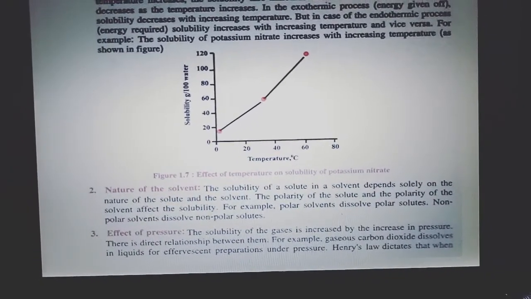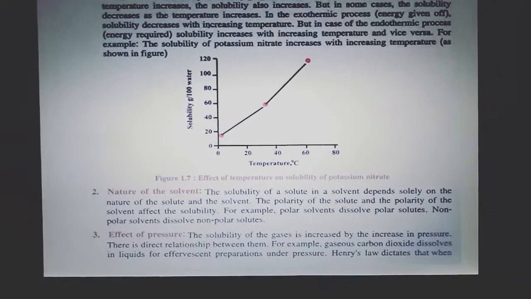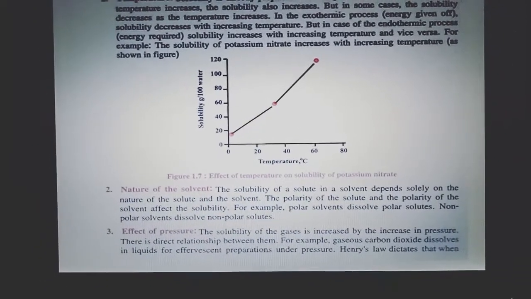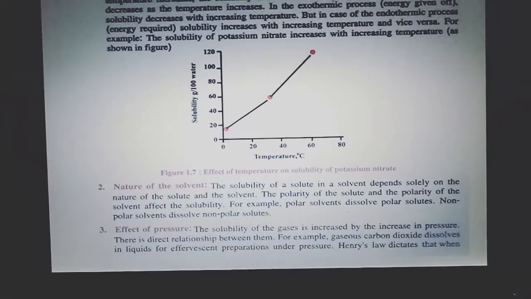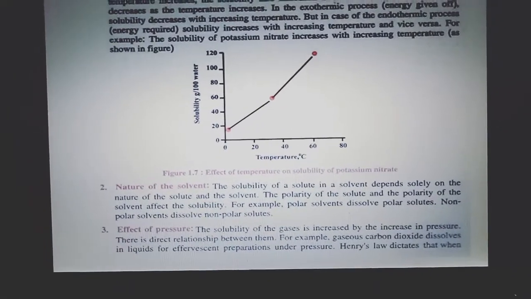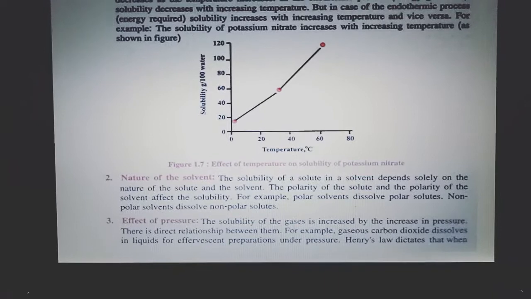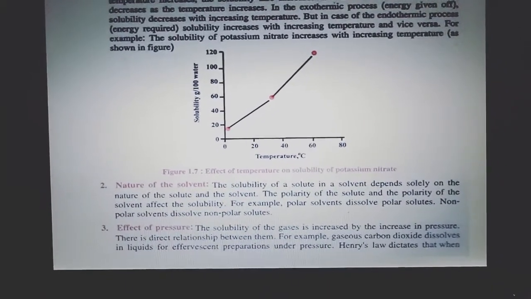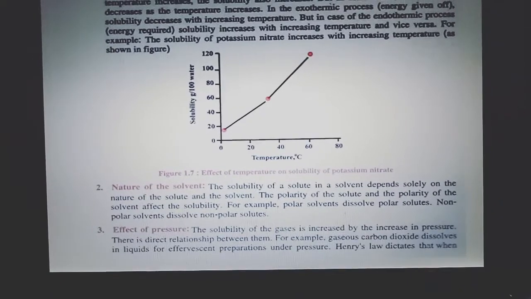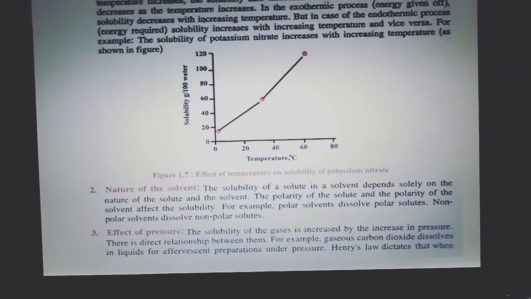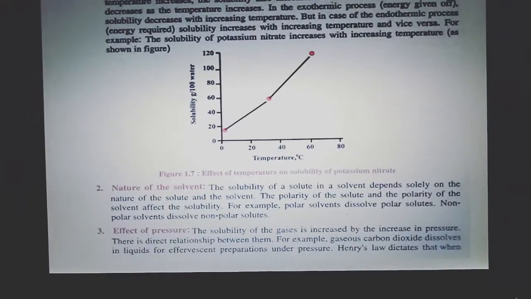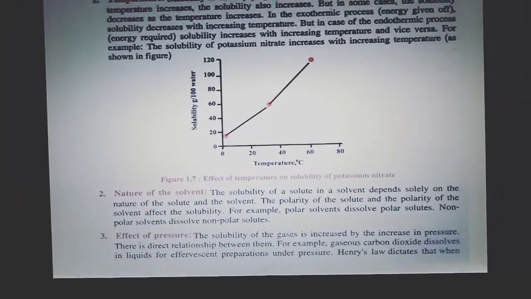The solubility of a solute in a solvent depends on the nature of the solute and the solvent. So solubility depends upon the nature of solute as well as nature of solvent. The polarity of the solute and polarity of the solvent affect the solubility. For example, students, polar solvents dissolve polar solutes and non-polar solvents dissolve non-polar solutes. Okay. Now this is the effect of nature of solvent.